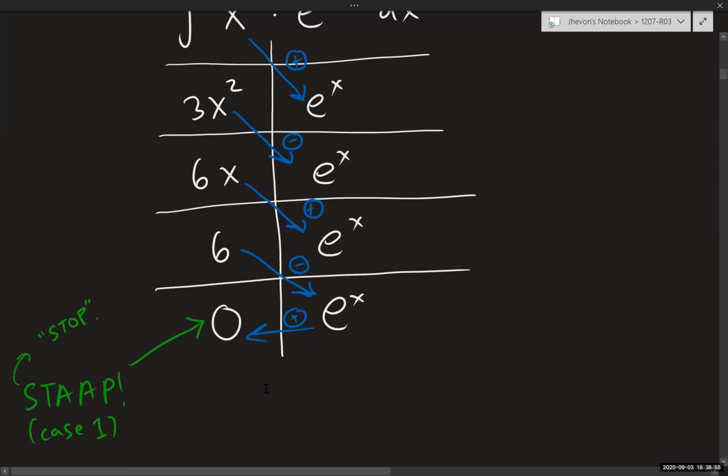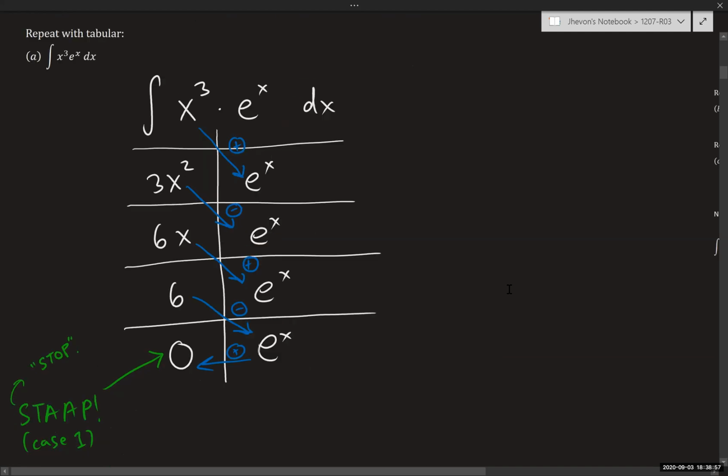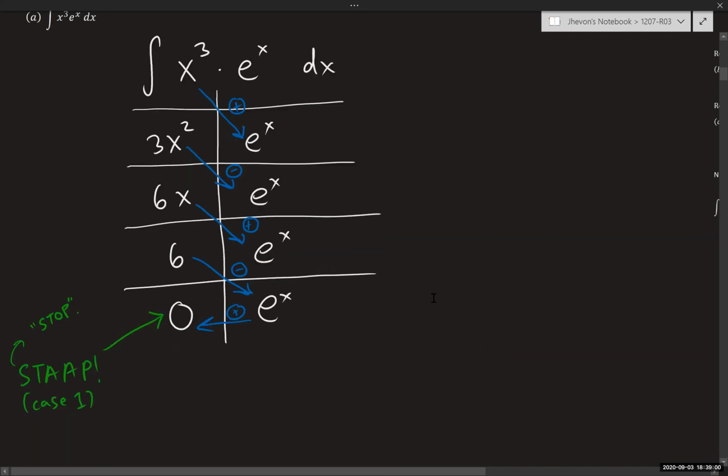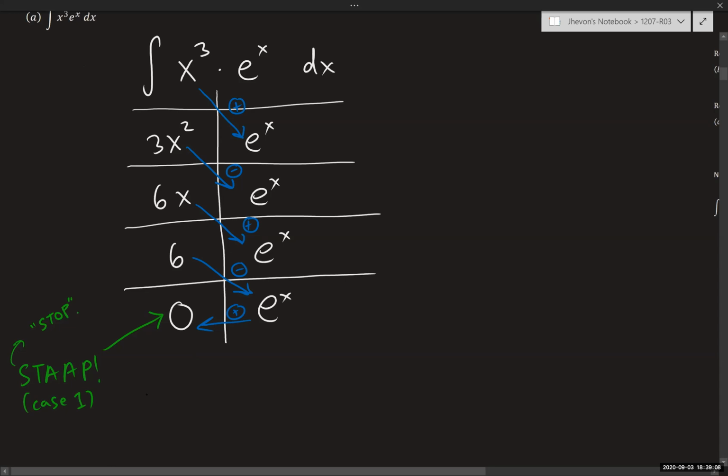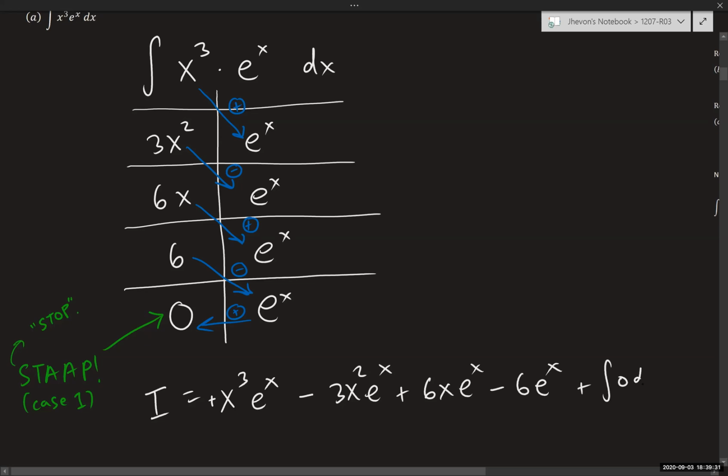So what would that actually look like here? What that would end up looking like is the following. I would end up with I equals x cubed times e to the x with a plus sign, then minus 3x squared e to the x, then plus 6x e to the x, then minus 6e to the x, then plus the integral of 0 dx.